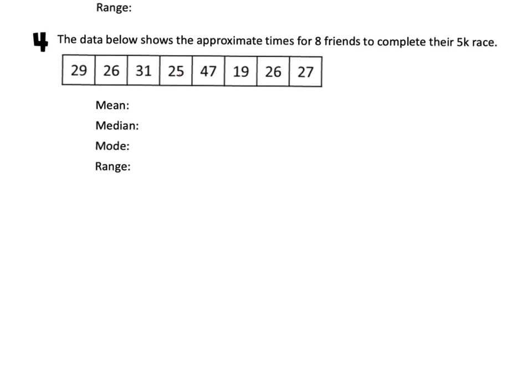So we're going to do the mean. I'm going to add all those numbers up in the calculator, and when I do that, I get 203. So double check that, and then I'm going to divide that by 8. And when I round that to the nearest hundredth as instructed, I get 25.38.